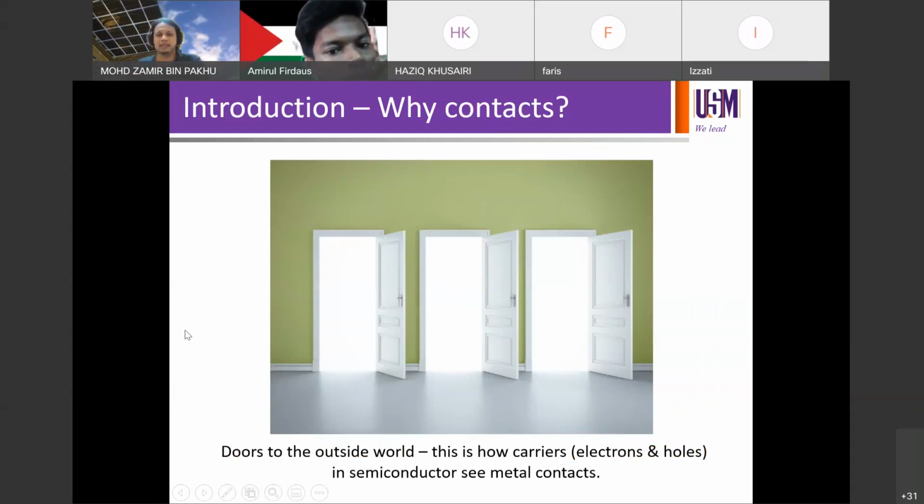Now imagine yourself as an electron. This is how you're going to see the contact: doors to the outside world. The contacts are the doors to the outside world. So this is how carriers, electrons and holes in a semiconductor, see a metal contact. Just like the way we are in the MCO now, we are in the house, we are the electrons in the device, and the doors need to be closed all the time.